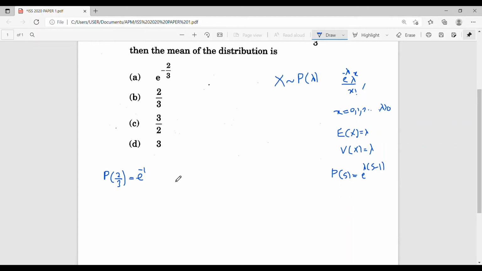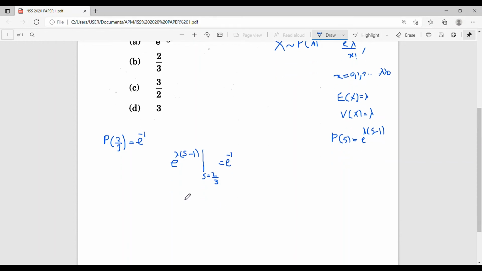From this condition, we have to find the mean of the distribution. For that, let us equate these two conditions. That is, e power lambda into s minus 1 at s equal to 2 by 3 is equal to e power minus 1. Which implies lambda into s minus 1 at s equal to 2 by 3 is equal to minus 1.